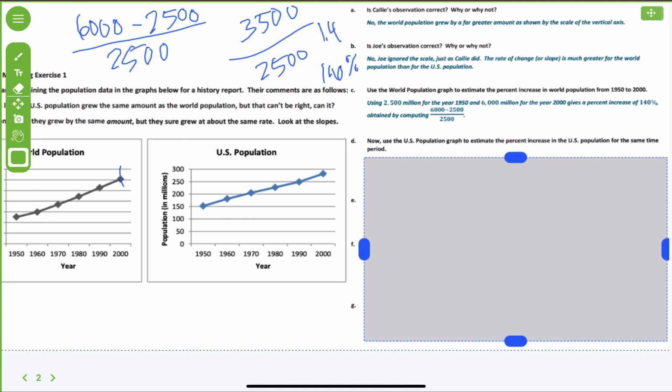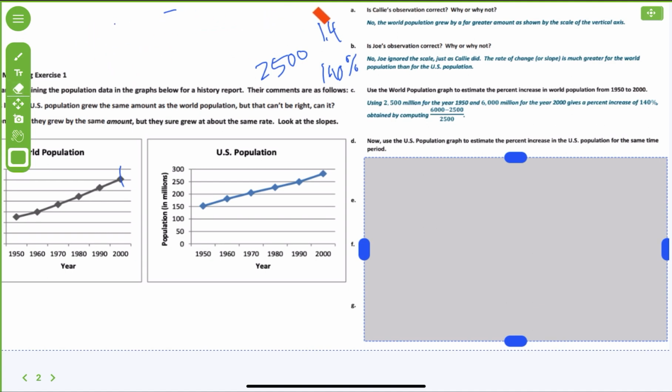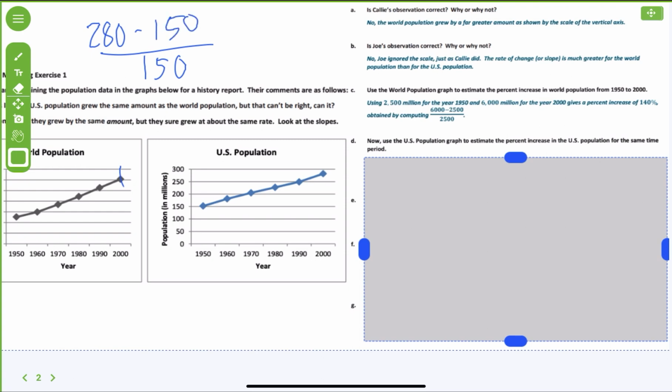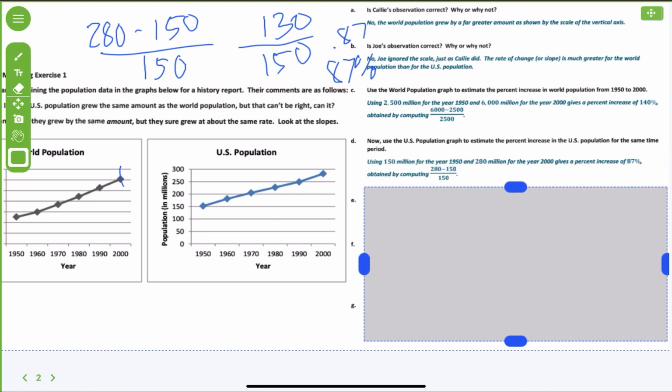Let's look at D. Now use the U.S. population growth to estimate the percent increase in the U.S. Okay, so we're going to do the same thing. And we start at about 150 million. So let's just write 150, since we're going to be talking about the same thing in the numerator. And we go to, let's call it 280 minus 150, since that's where we're starting at. So we're at about 130 over 150. And when you do that, that's only 0.87. So that's only about an 87% increase. And that's exactly what we did there.